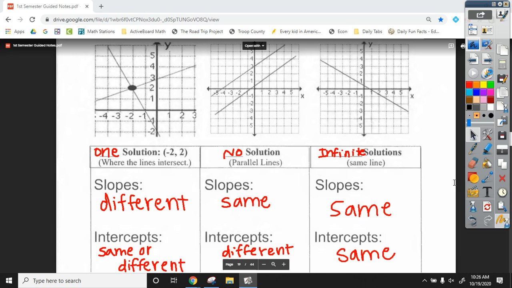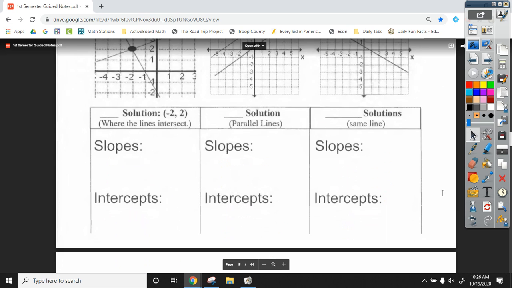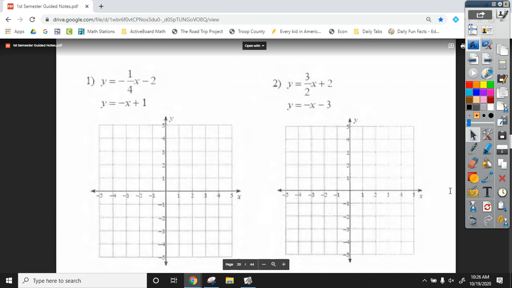All right, so on the back would be page 20. We're just going to do some examples. And it's pretty simple. What we're going to do is graph two lines on the same exact coordinate plane. So we're going to start with this one. It's just a review of graphing.